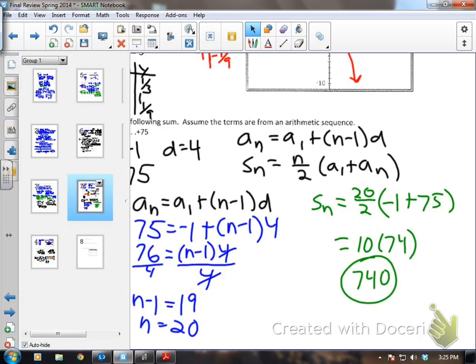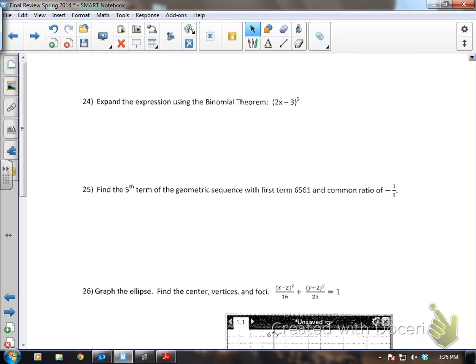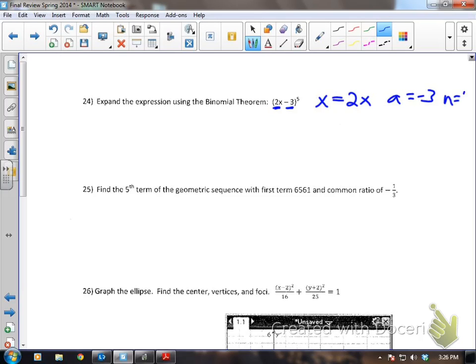Okay, number 24. So again, this uses the formula off of the reference sheet. It's the very bottom formula. So that's the formula I'm going to be using. So I want to expand using the binomial theorem. In this example, my x is 2x. This is your x right here. My a is this, so my a is negative 3. And my n here is 5.